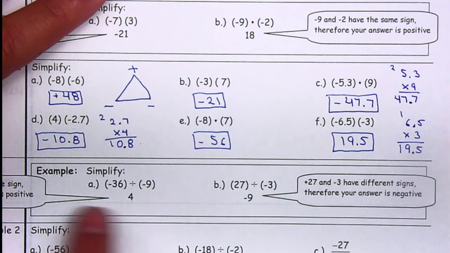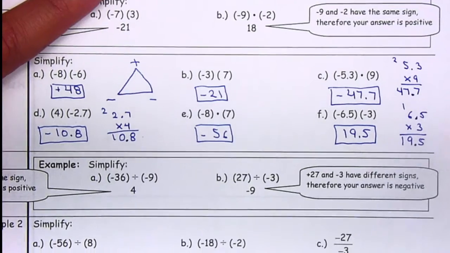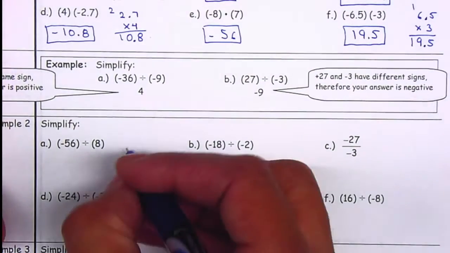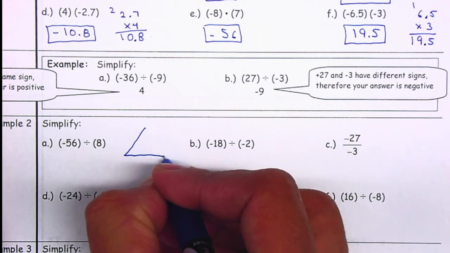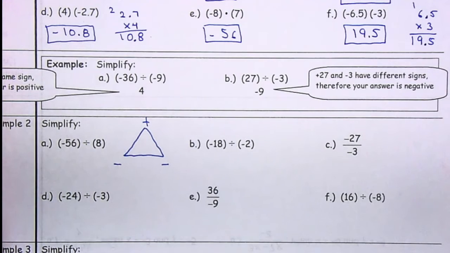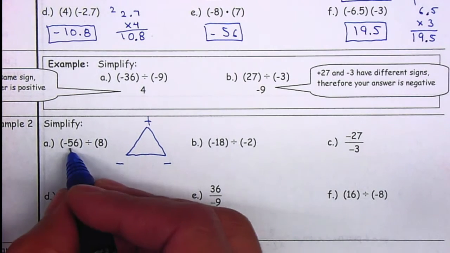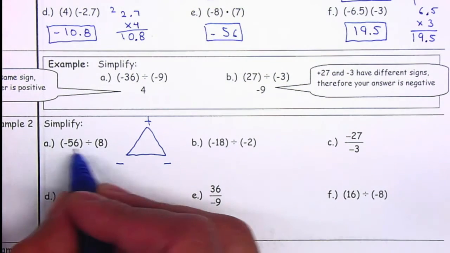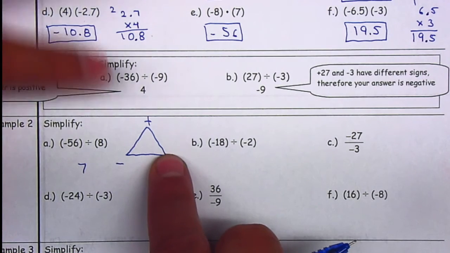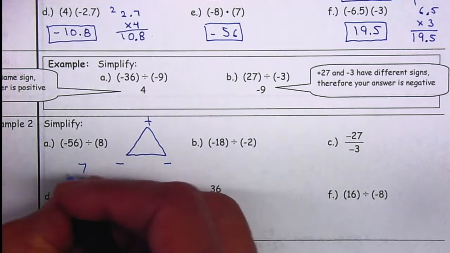With division, we are going to follow the same rules, so we can also use the triangle for the division. Let's go and draw the triangle here. Negative and negative on the bottom, positive on top. So we divide negative 56 divided by 8. We know that 56 divided by 8 is 7. Negative divided by positive is negative.